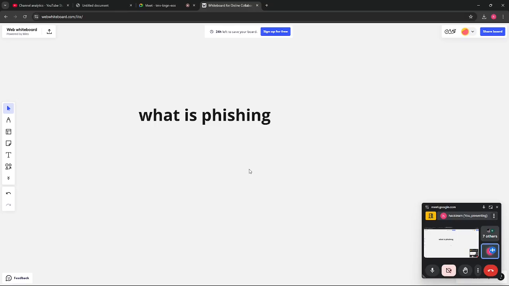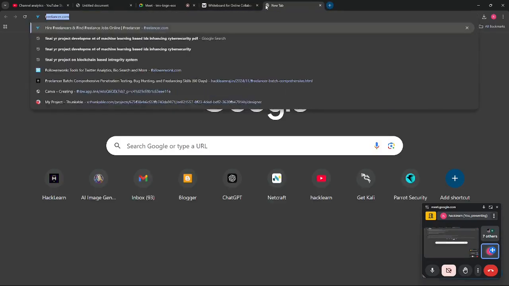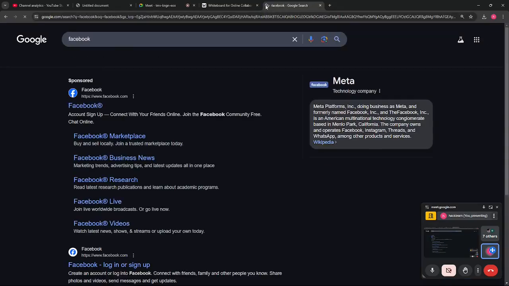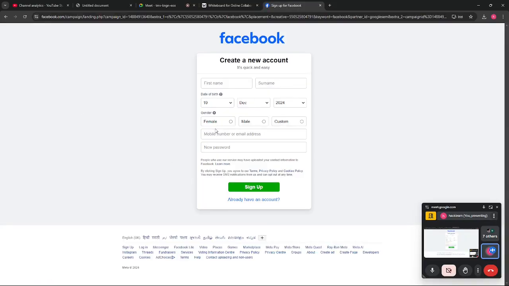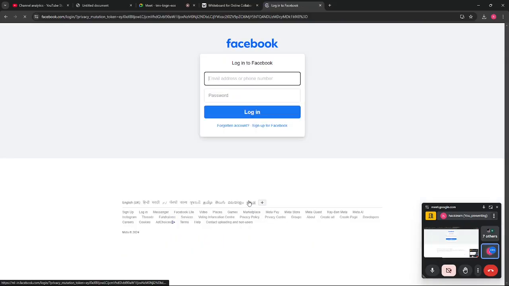So basically, in phishing, the attacker is trying to make something similar to, like, if you are trying to log into Facebook.com or any website, whenever there is a phishing attack, the attacker creates a similar login page. This is the basic login page of Facebook.com.